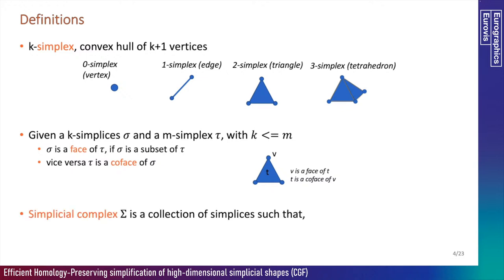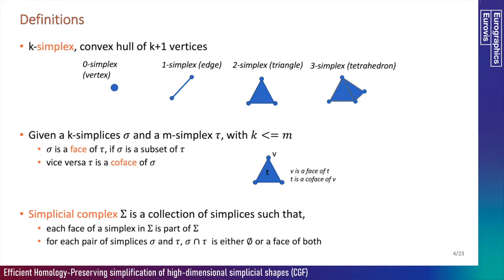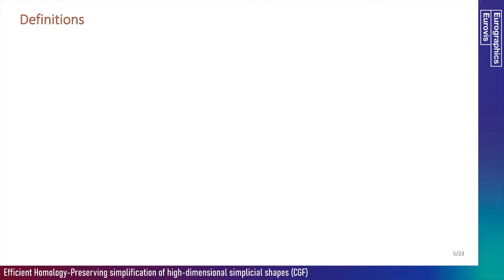So, if we take a collection of simplices, they form a simplicial complex if the faces of all of these simplices are also in the simplicial complex, and if the intersection of any two simplices is either the empty set or a face of both. Two relationships are very important in our case.